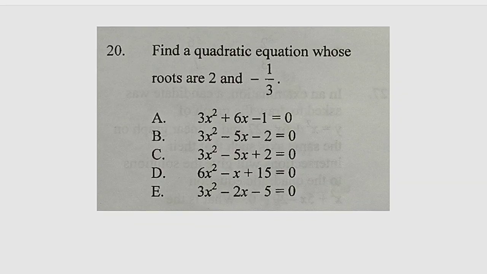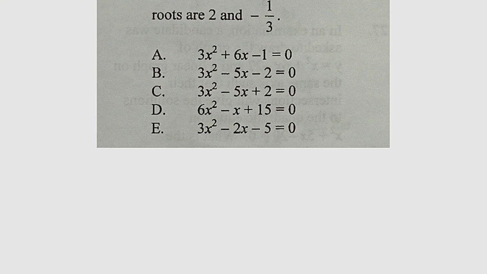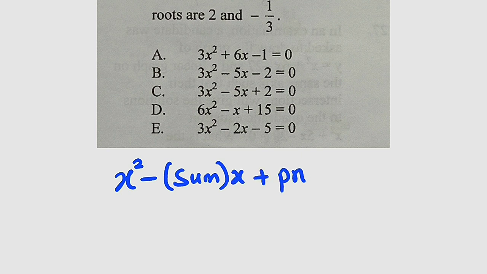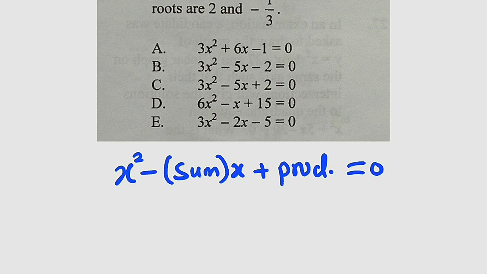We are asked to find a quadratic equation whose roots are 2 and negative 1 over 3. So whenever you are given roots of a quadratic equation and you're asked to form the equation, just use the formula x squared minus the sum of the roots, you add them together, you multiply by x, then you take their product, multiplication, and you set everything to be equal to 0.